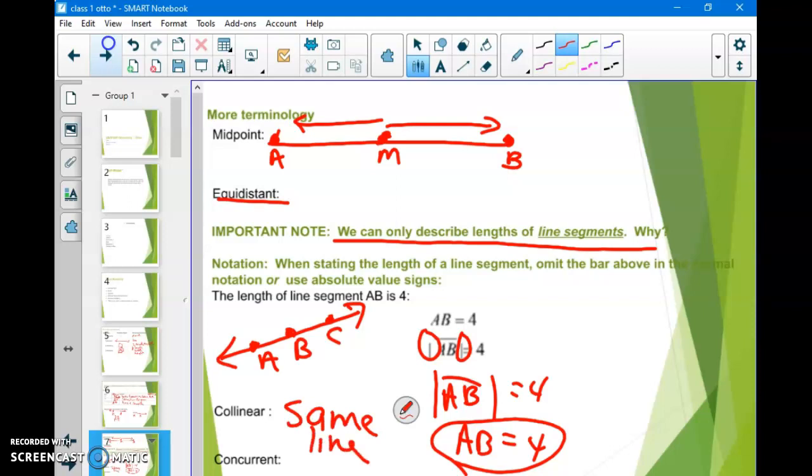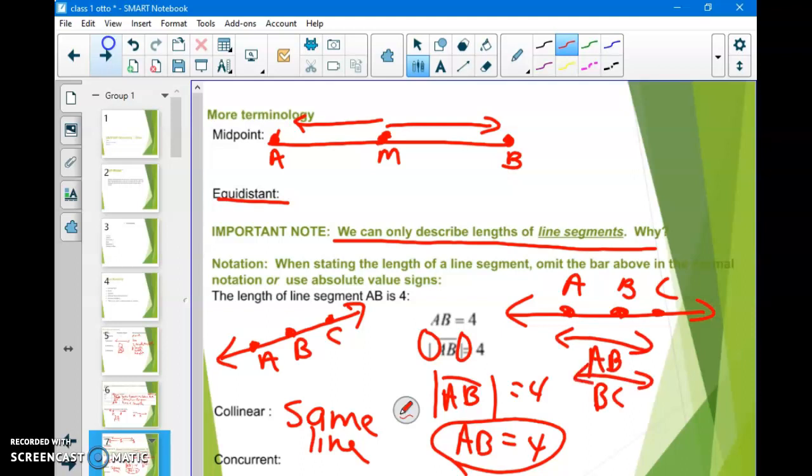Concurrent. Concurrent means that they're happening at the same time. So we could have lines that are concurrent or rays that are concurrent. So if I have, could I say that line AB is the same as, concurrent to, line BC? Yes, because it only takes 2 letters to name a line, but there could be more than one name for that line.